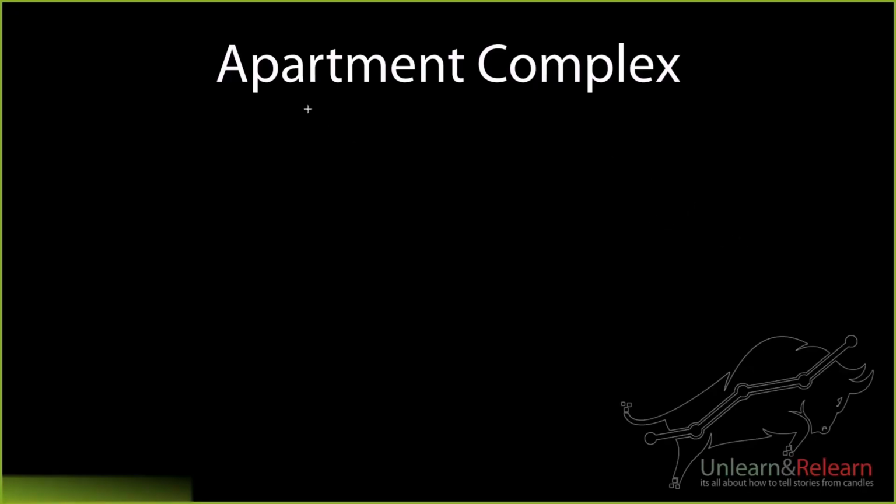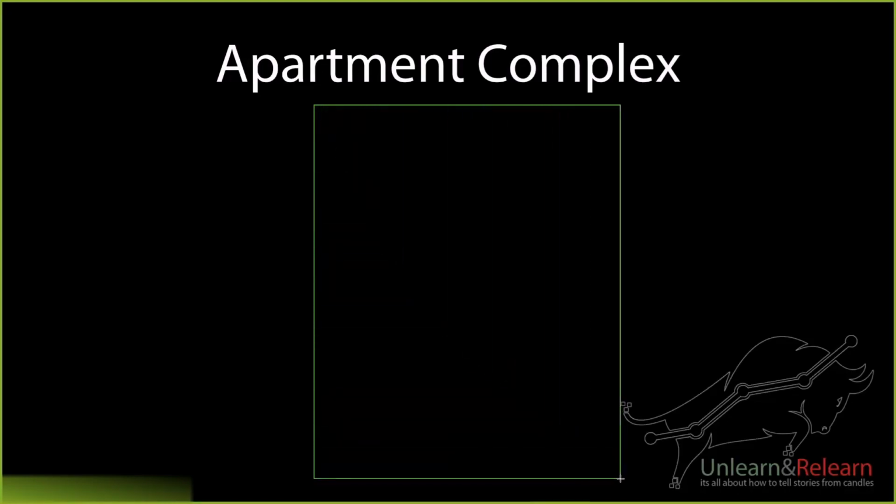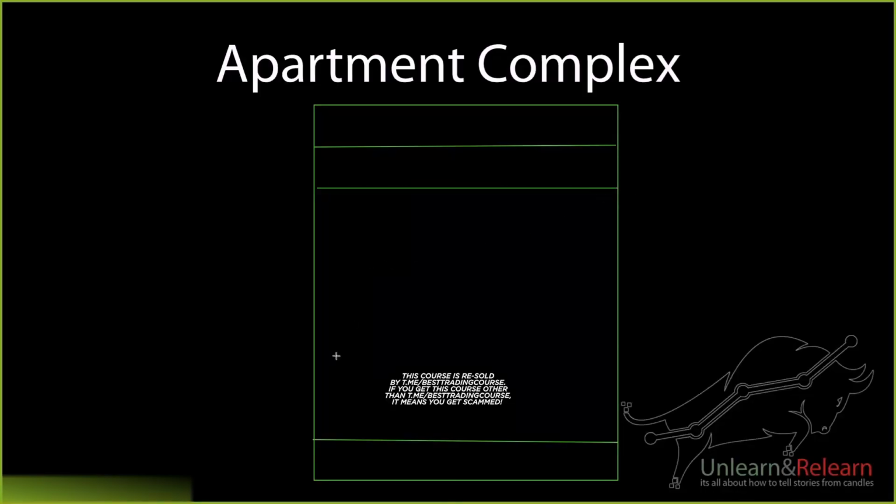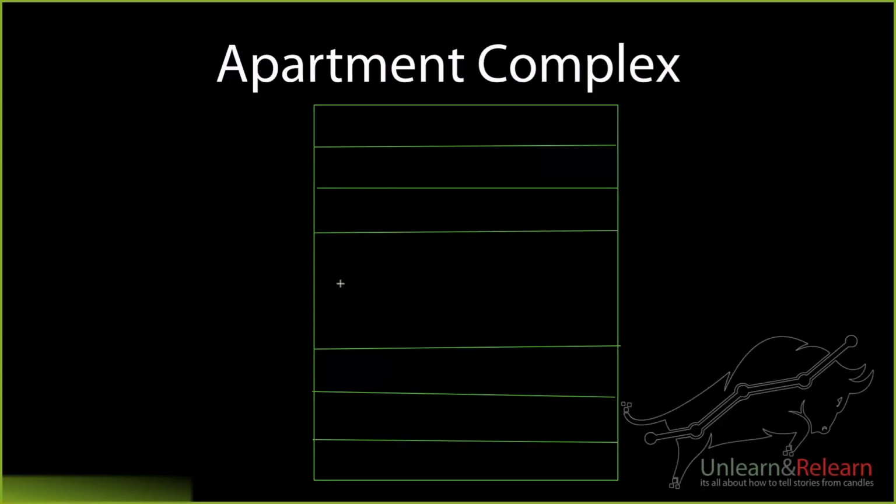So, apartment complex. Let's say you have an apartment complex right over here. And let's say this is your apartment right here, right? In this apartment, you have different levels. So you have one level up over here. You have another level down over here. And then you have a second level over here. And then you have a third level over here. And then you have another level, and then you have another.